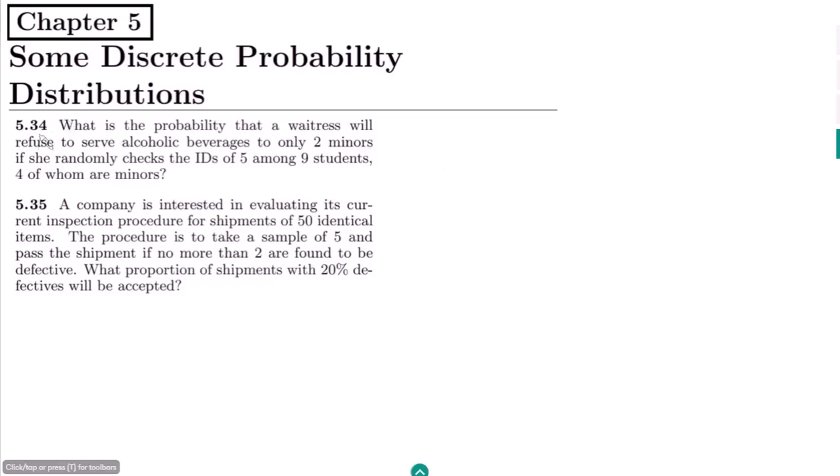This is chapter 5, and today we are going to solve question 5.34 and 5.35. Both of these questions are closely relevant and related to the hypergeometric probability distribution. So let us first start with question 5.34. The statement of this question is, what is the probability that a waitress will refuse to serve alcoholic beverages to only 2 minors if she randomly checks the IDs of 5 among 9 students, 4 of whom are minors?